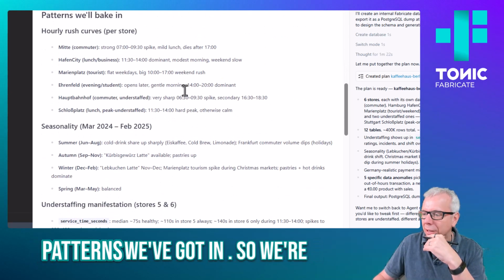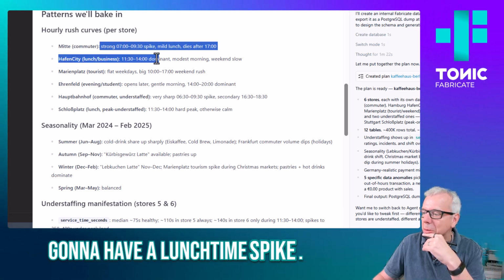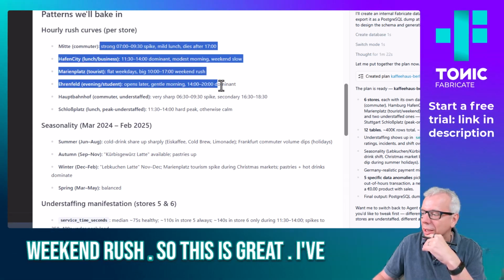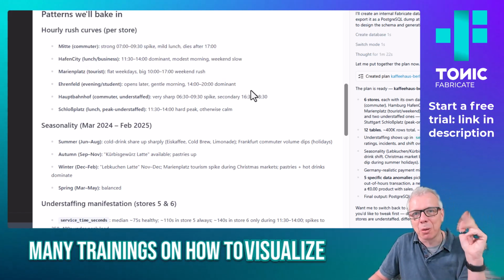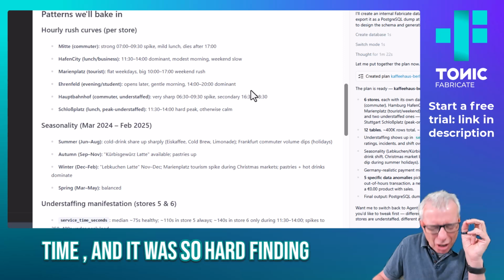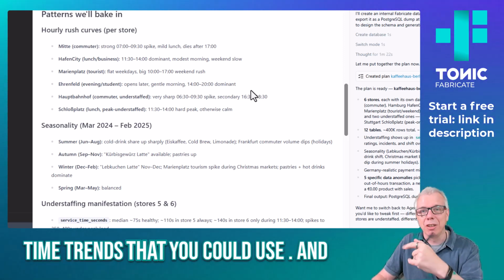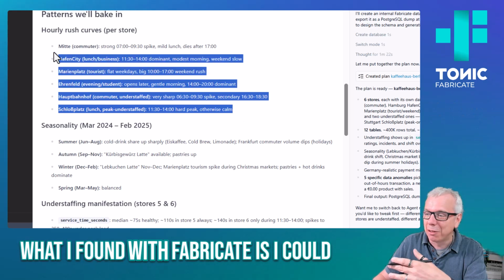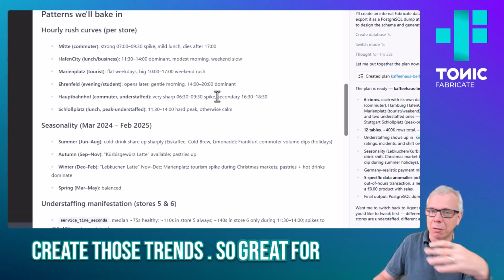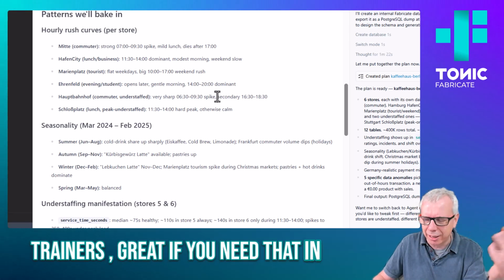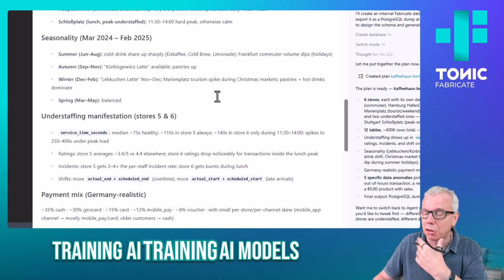And then the patterns we've got in. So we're going to have a commuter spike. One's going to have a lunchtime spike, weekend rush. So this is great. I've done many trainings on how to visualize time. And it was so hard finding data sets that had good time trends that you could use. And what I found with Fabricate is I could just create those trends. So great for trainers, great if you need that in your production level database when you're testing or training AI models.